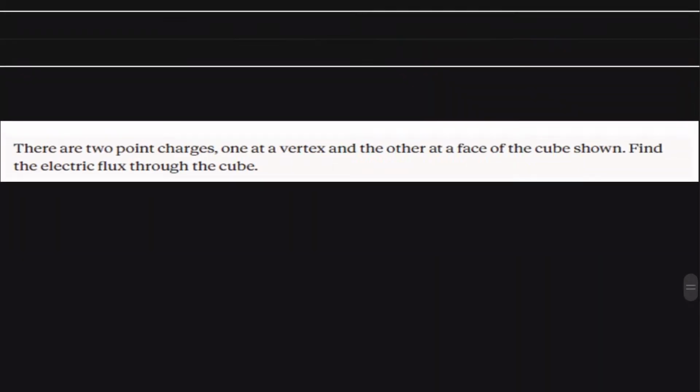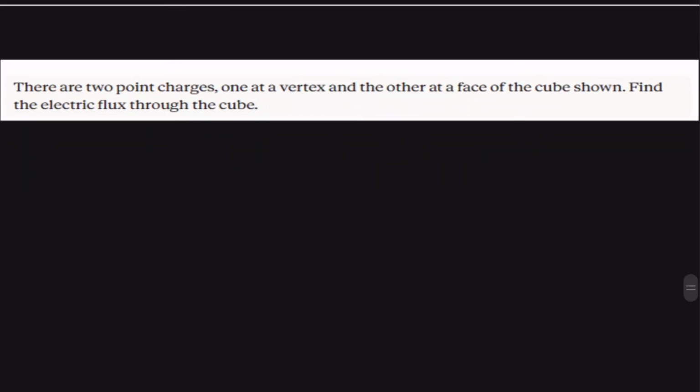Next question. Okay, this is an interesting one. It states that there are 2 point charges, one at a vertex and the other at the face of the cube as shown. Find the electric flux through the cube. So basic figure is given to us. I drew it as cuboid, it should be cube.